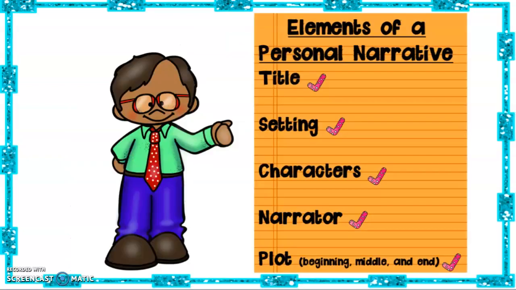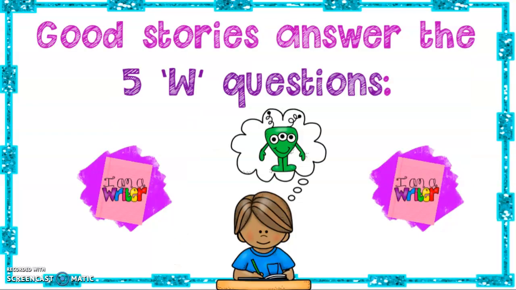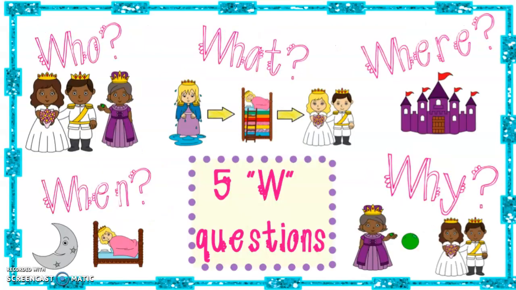So let's go over those parts. We have a title, a setting, characters, a narrator, remember that's who is telling the story, and a plot. That's what's happening in your story. These are all parts of a personal narrative. Also, remember that good stories answer the 5 W questions: who, what, where, when, and why.